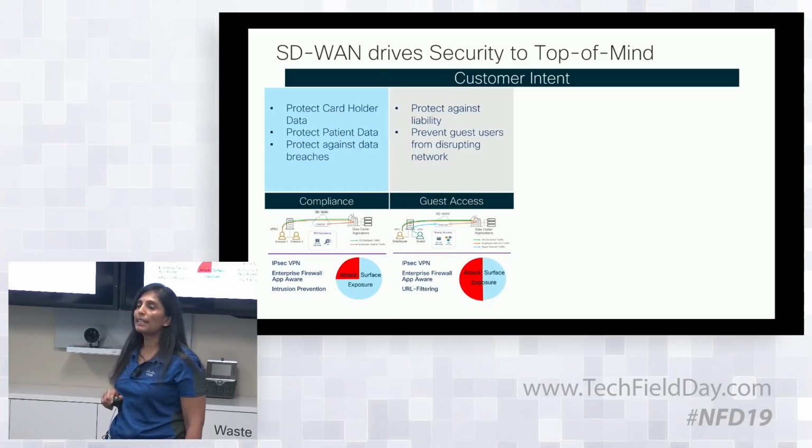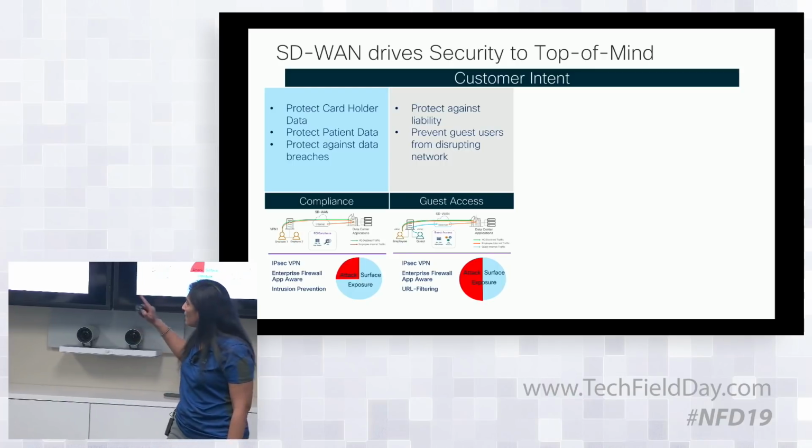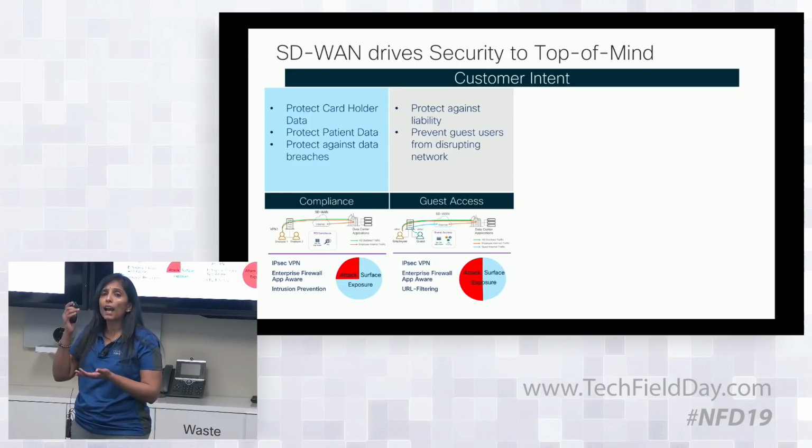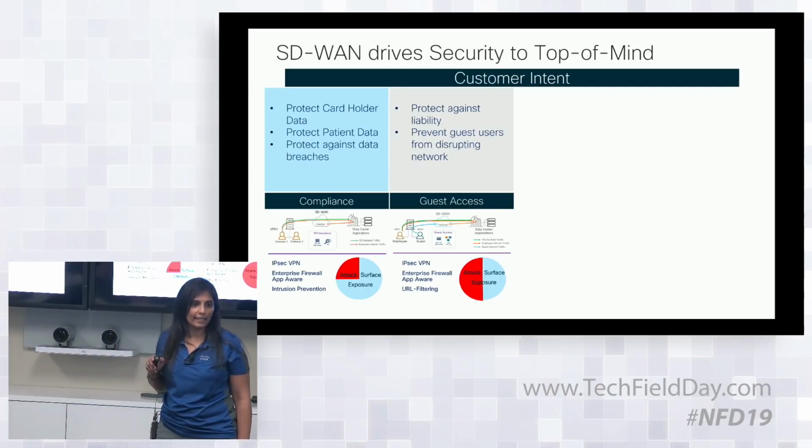Another group of customers tell us that they have guests coming into their enterprise branches, and they need to provide them good enough content filtering. So for this use case, we could leverage the enterprise firewall that's application aware, as well as URL filtering. This is an on-box feature that we could run natively on the iOS XE SD-WAN image.